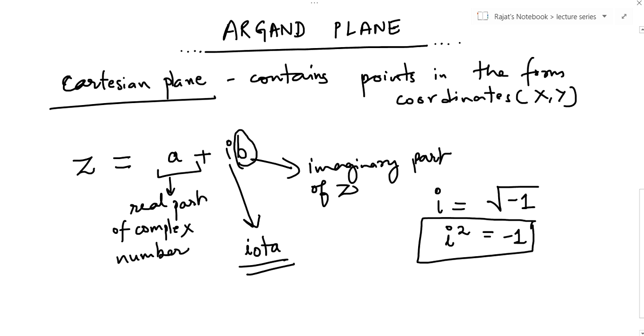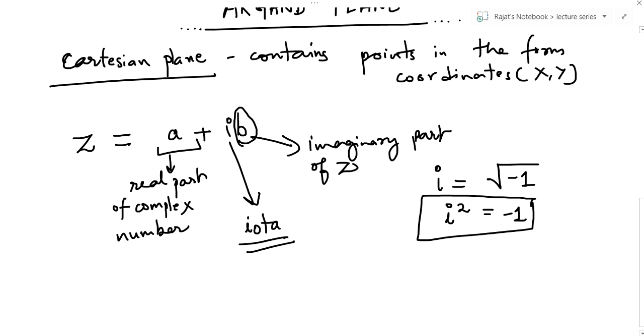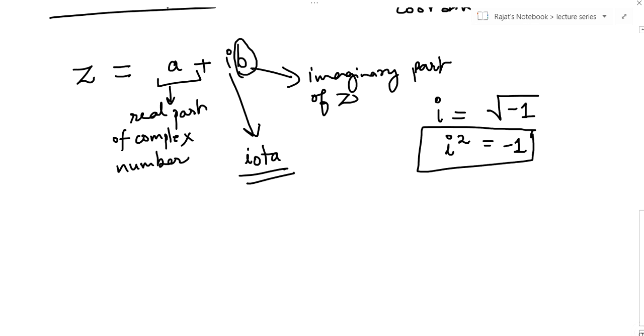Gradually, slowly, you will begin to understand and appreciate the importance of complex numbers. As of now, just take these values at face value, and gradually as you understand, you will start appreciating the concept. So i represents iota, and whatever part is connected with i, or the iota, is known as the imaginary part.